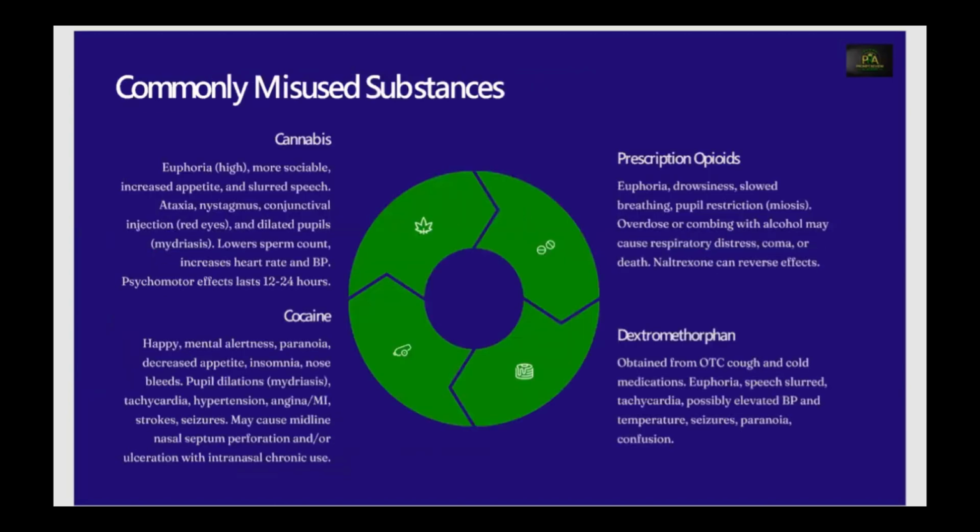Okay, so these are commonly misused substances, and note the ones and what they can cause. For example, opioids can cause respiratory distress. I'm more focusing on cocaine. Cocaine, for the exam, can cause nosebleed. They can ask you which of the medications can cause nosebleed. Cocaine. You can read up the rest, but this is more important for the exam.